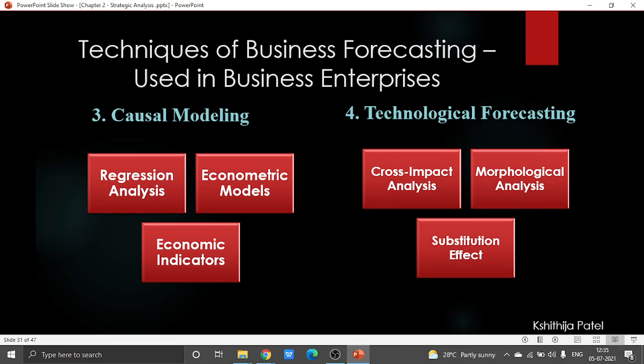Then we have causal modeling. In this category of forecasting technique, causal models are constructed to explain the relationship between the factor to be forecasted and other factors. For example, the factor could be sales and the other factors could be the price of advertising, the price of marketing, or product availability, or any such thing. Normally there are regression analysis, econometric models and economic indicators.